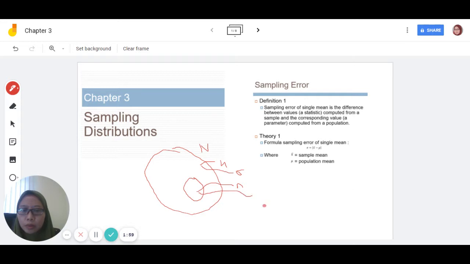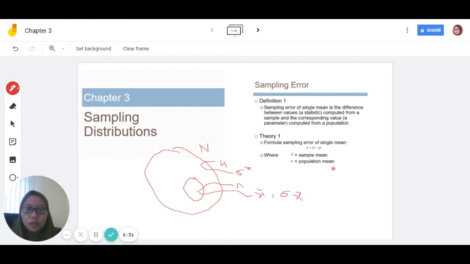Normally we denote the mean of the sample as x bar, and also the variance as sigma. Sigma squared is the variance of the population. We denote the sample mean as x bar.